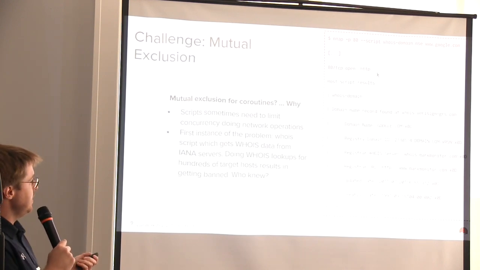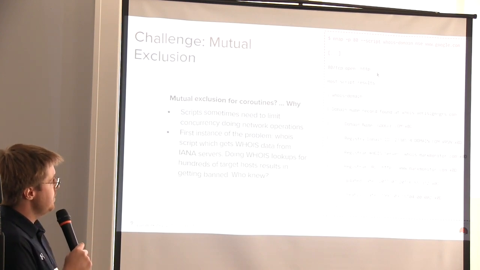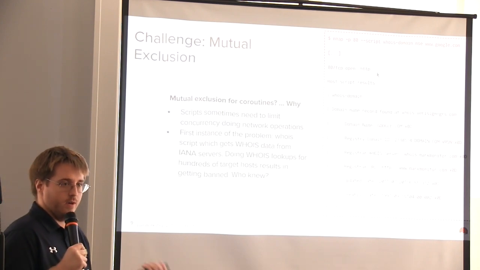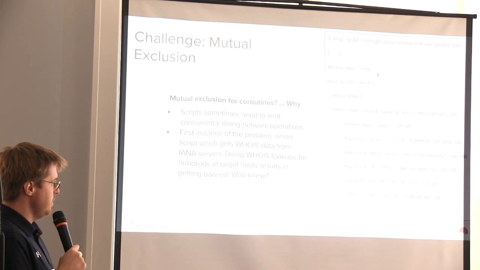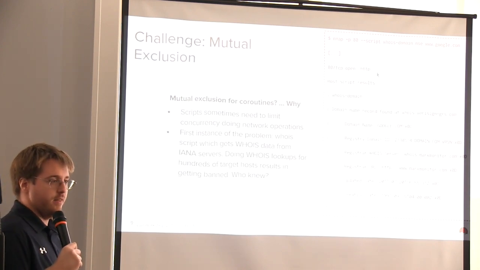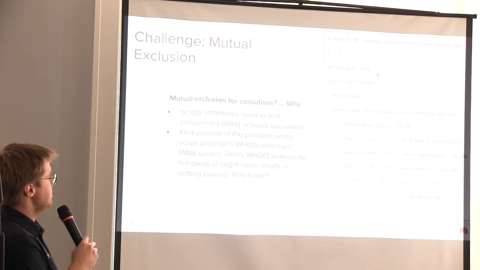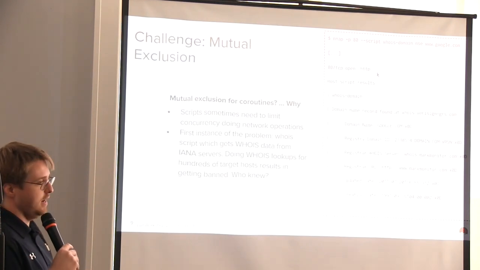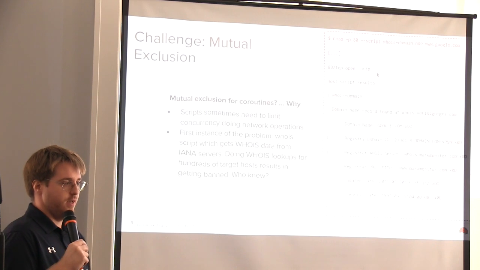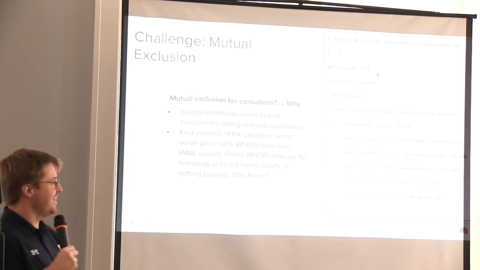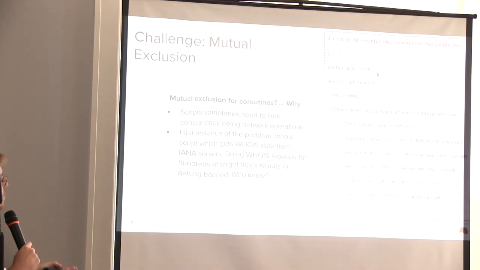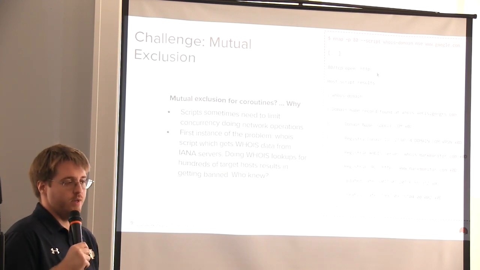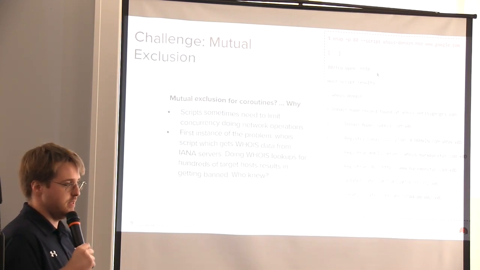Well, the first instance we encountered this was we had a whois script that talks to the IANA servers and gets the whois data for the host it's targeting. And then you can add that to your script output. It's just one more thing to add to the aggregate output to look at. You don't have to run it separately. The problem is that IANA doesn't like it if you have hundreds or thousands of scripts getting whois data at the same time. Who knew? So one possible solution was that we just add a mutex, so there's only one script that's going to be talking to the IANA database at any given time.